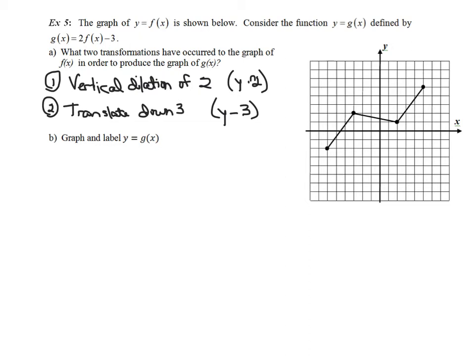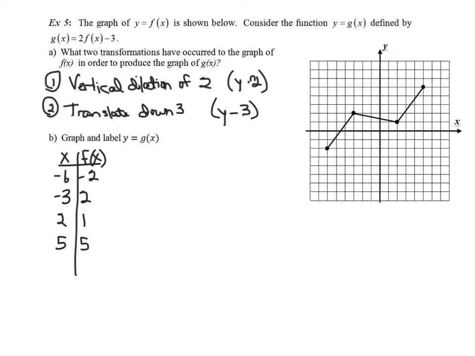So in order to graph g of x, let's start with the endpoints for f of x. Looking carefully, I see that I have a point over here, and the coordinates of that point are -6, -2. The next point is this one right here, with coordinates -3, 2. The next point would be this one right here with coordinates 2, 1. And the last point would be this endpoint right here with coordinates 5, 5.